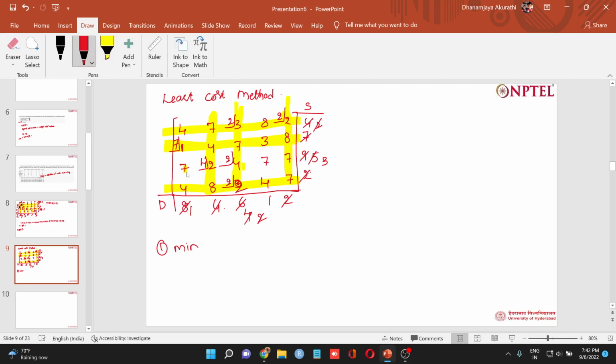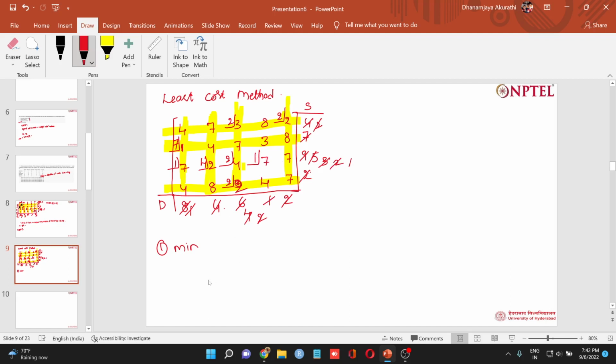Next, the remaining values are 7 and 7, so I can consider any of the 7 values. I am considering this one, observing that here 1 is the minimum, so it is 1 corresponding to the column entry. So I am crossing it out. Again, the last value is 7, the minimum value is 1 and 1. I am assigning it here and crossing out.